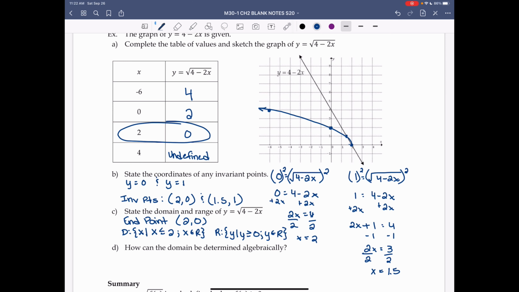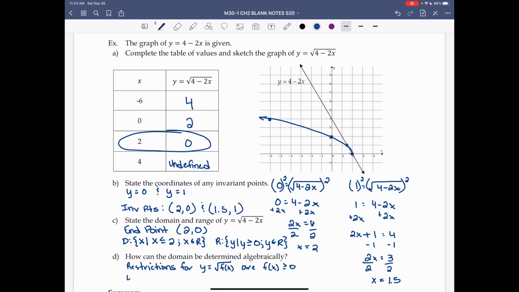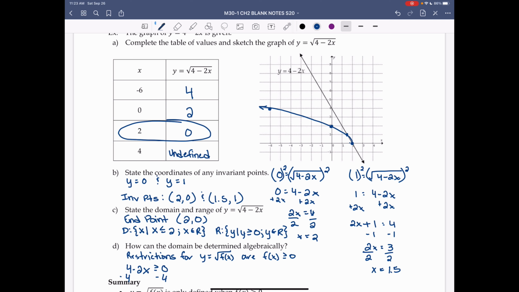How can the domain be determined algebraically? We can look at the restrictions on the square root of f of x, which is always that f of x has to be greater than or equal to 0. So restrictions for y equals square root f of x are f of x has to be greater than or equal to 0. In our case, f of x is 4 minus 2x, which has to be greater than or equal to 0. Subtract 4. We get negative 2x is greater than or equal to negative 4.